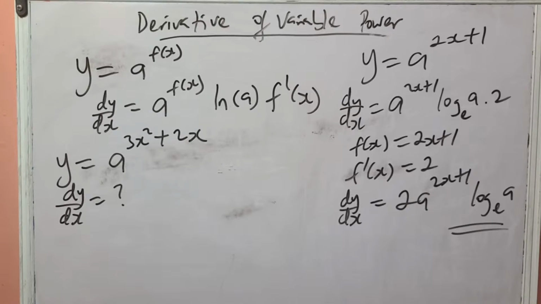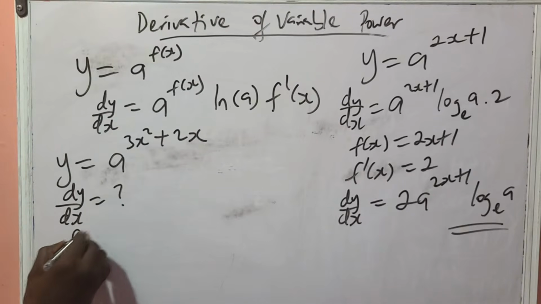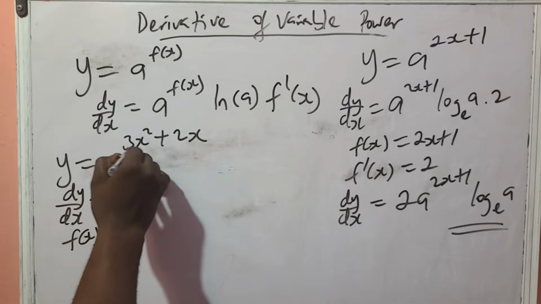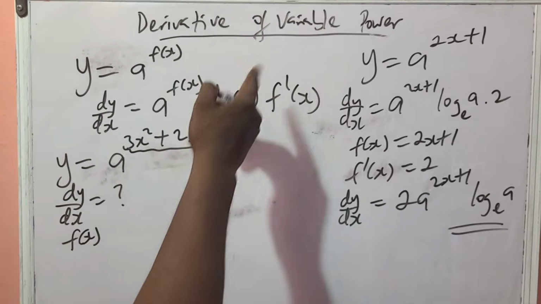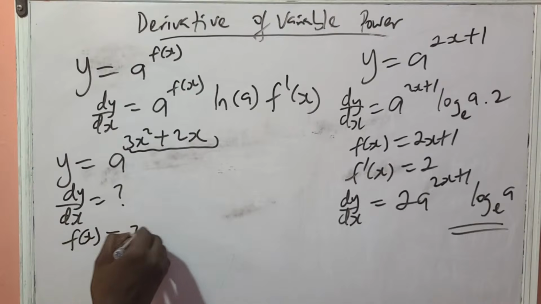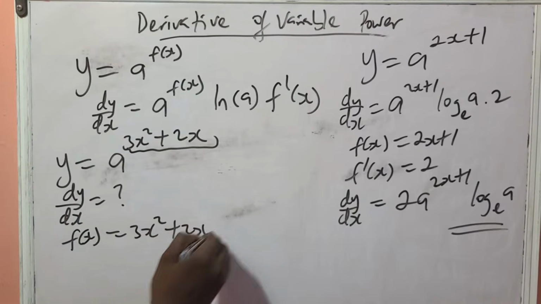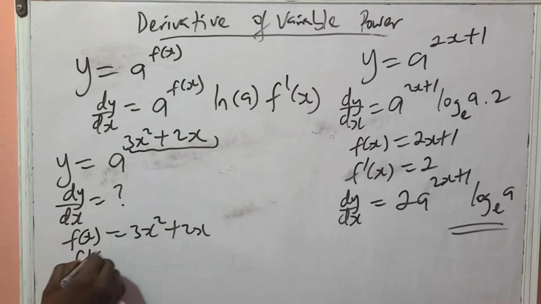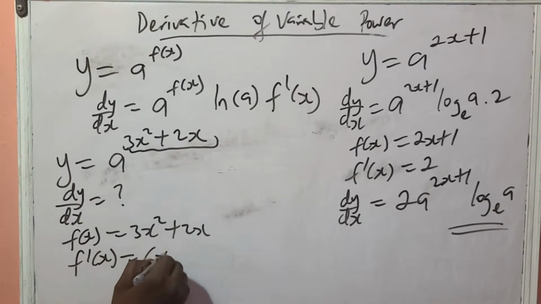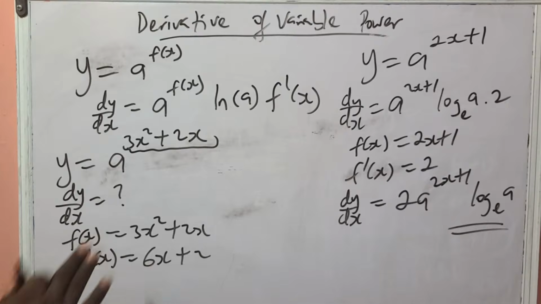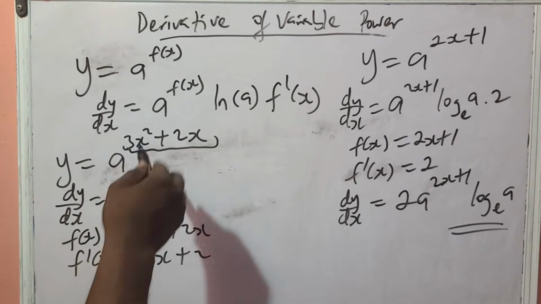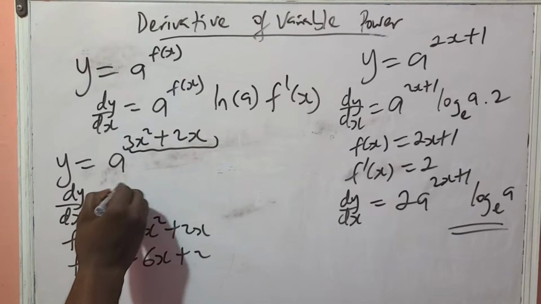Okay, the first thing you want to do is to identify your f of x. Your f of x is the power of the natural variable, and this is 3x squared plus 2x. So you go on to find the derivative of that, which is 6x plus 2. Good. So now that I've gotten that, all I want to do to find my dy over dx is repeat the same thing as I said already.